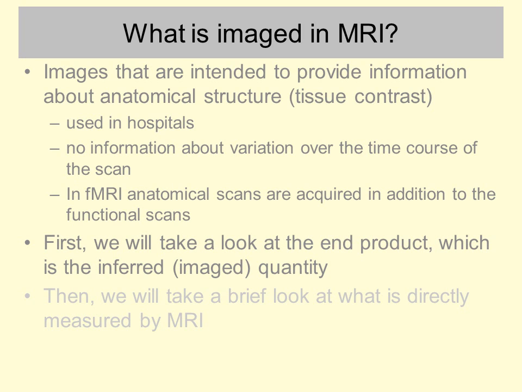So we'll begin by taking a look on the next slide at the end product, which is, in terms of our sort of description of imaging, the imaged quantity. And then in order to understand it better, we'll take a look at what the actual directly measured quantity is in anatomical MRI.